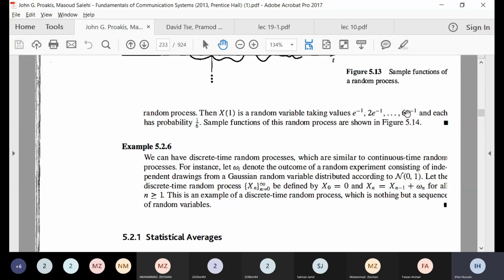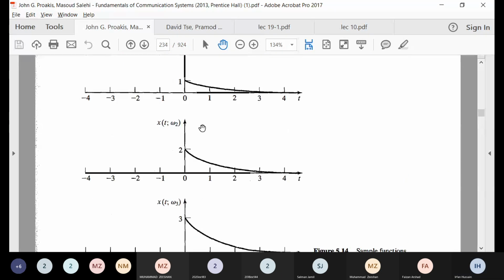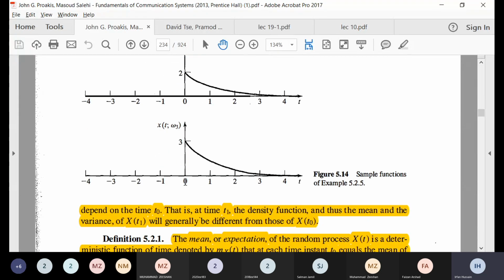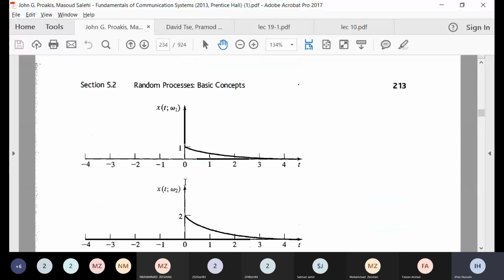Now this becomes a random variable because we have fixed time on a random process. It was already a function, but once you have fixed time, it becomes just a mapping onto the real line, and hence it becomes a random variable, where we know each of these outcomes will have a probability of 1 over 6. Also shown are these functions: 1 e to the minus 1, 2 e to the minus 1, 3, and so forth.